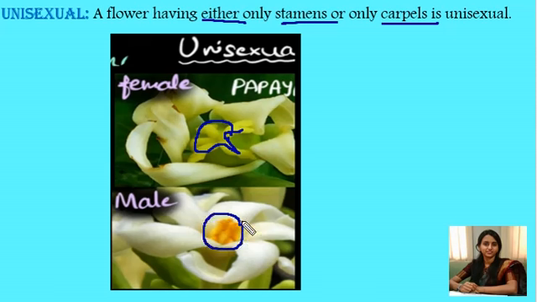Okay, the examples that you need to remember for unisexual flowers are papaya, then cucurbita, watermelon. Whereas in case of the mango plant, we can find 3 types of flowers. One is male flowers, female flowers, and also bisexual flowers. Okay, this you need to remember here. Thank you.